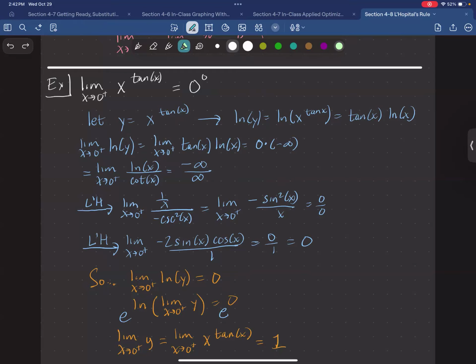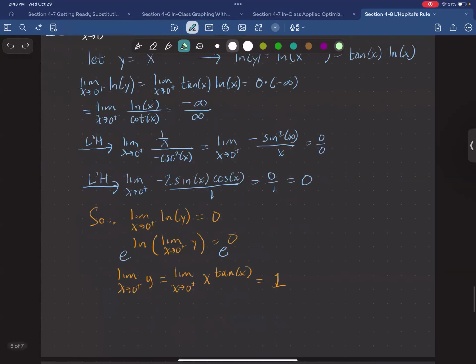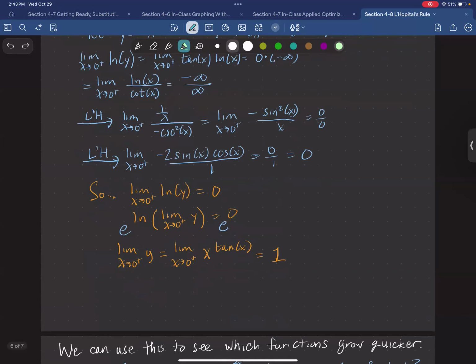So the exponent won out over the denominator or the base being 0. That's not always the case. Sometimes the 0 wins. We can't always assume stuff is happening, okay? So that's how those work. You do natural log stuff.